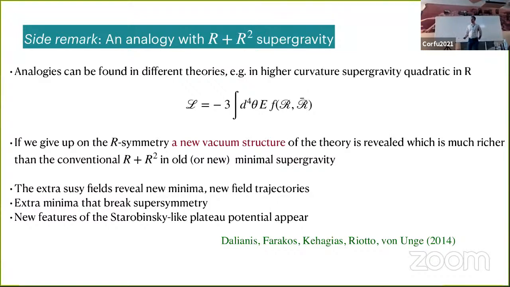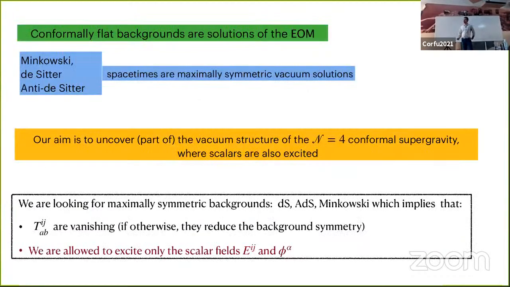This vacuum structure contains extra minima that break supersymmetry, and of course they break R-symmetry. Also, you find new features in the Starobinsky-like plateau potentials. We will do something similar here, but for conformal supergravity. What we do is excite the scalars E and phi. Notice that we cannot excite other fields, for example the T, because we would reduce the background symmetry; it also has these AB indices, which are indices of the tangent space.